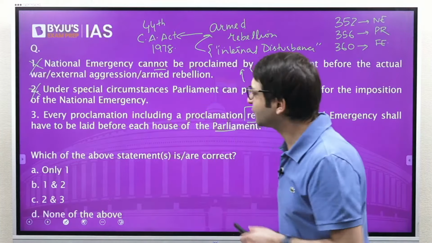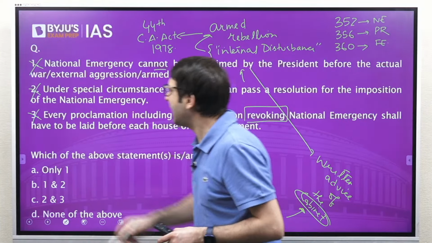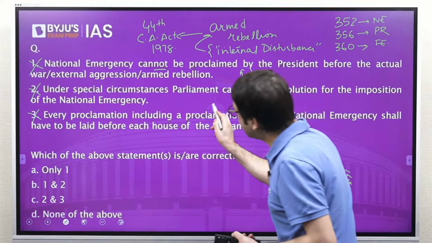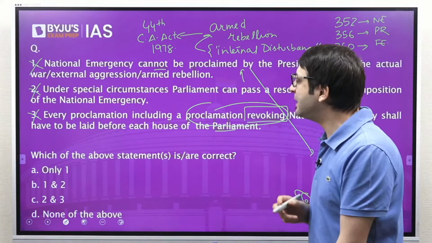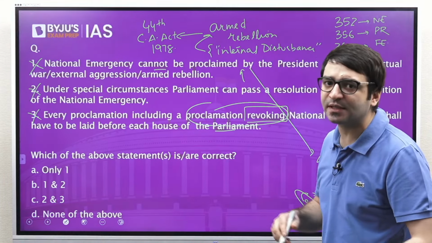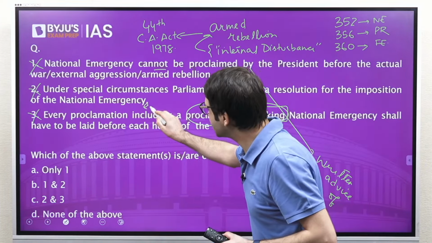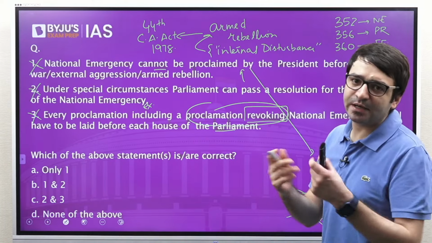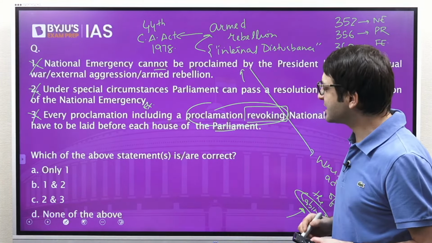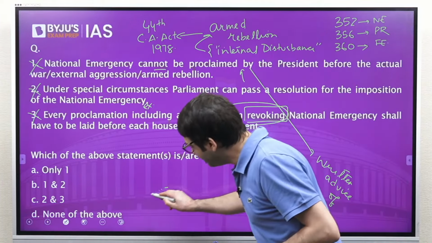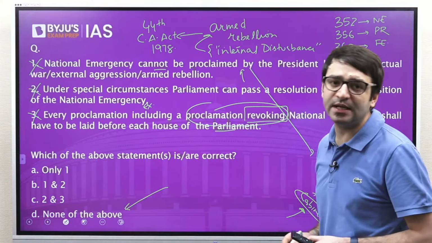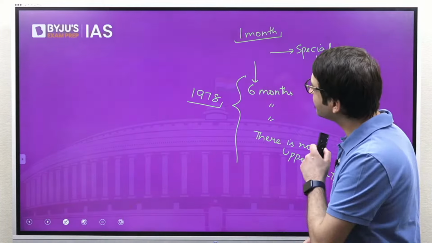So this statement 3 is also wrong. Every proclamation, including the proclamation revoking national emergency, shall have to be laid before each house of the parliament. This is wrong. If the word was excluding, then the statement would have been correct. The question is asking which of the above statements is or are correct. None of these statements are correct. D is the right answer.